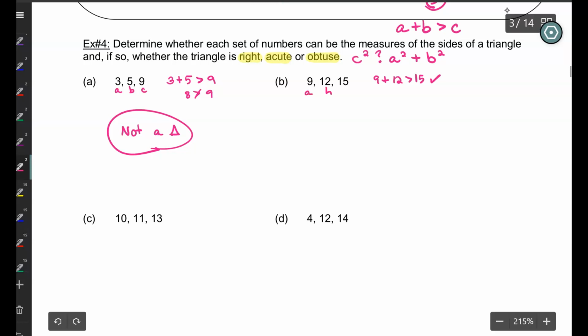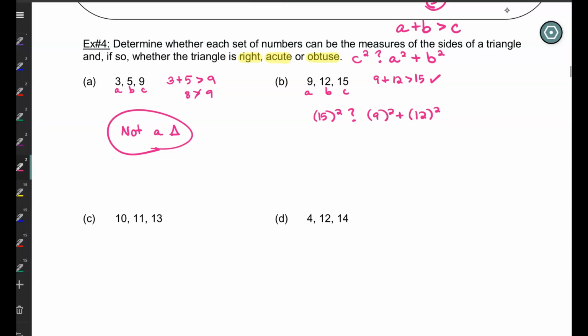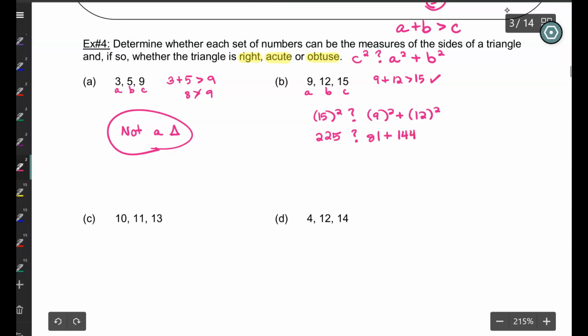Now let's take 15 squared and compare that to 9 squared plus 12 squared. So 225. How does that compare to 81 plus 144? Well, 81 plus 144 is 225, which means they are equal. Therefore, this must be a right triangle.